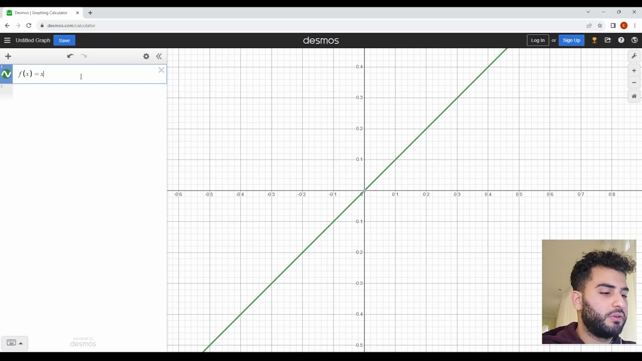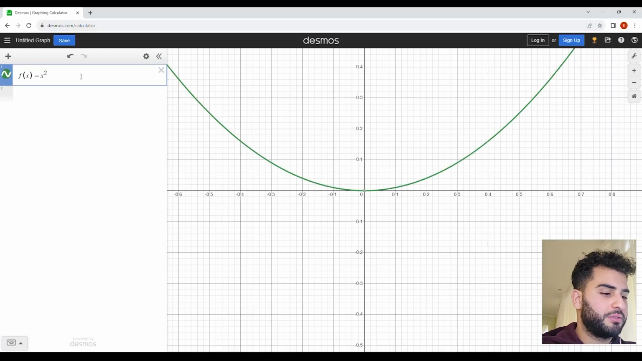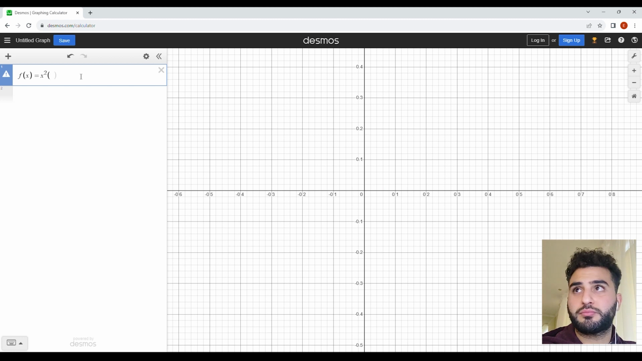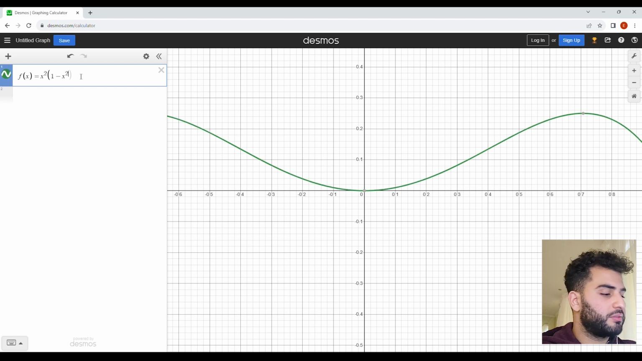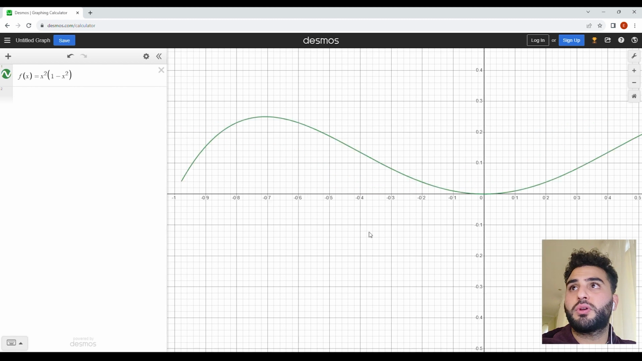So it's f of x equal to x squared times (1 minus x) squared, and we close everything up.